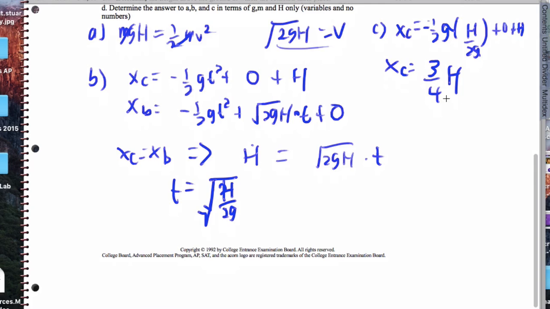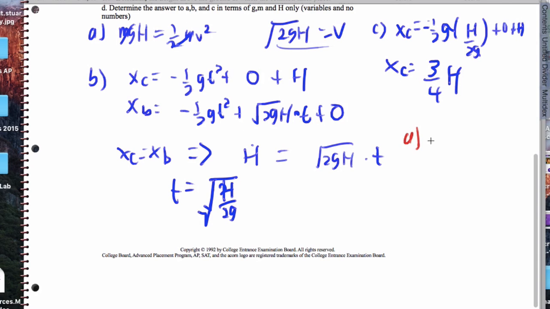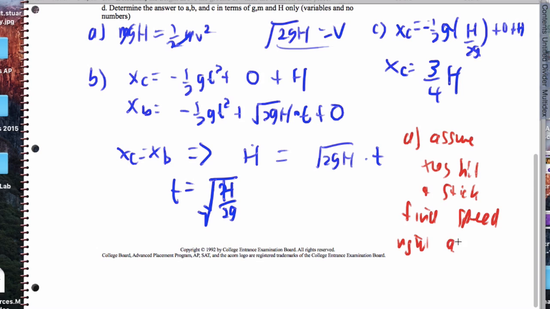Now I'm going to give you a hint for part D, a really serious hint. Assume they hit and stick. Find the speed right after they collide. Ooh, that'll be a really good question for you to practice on your own.